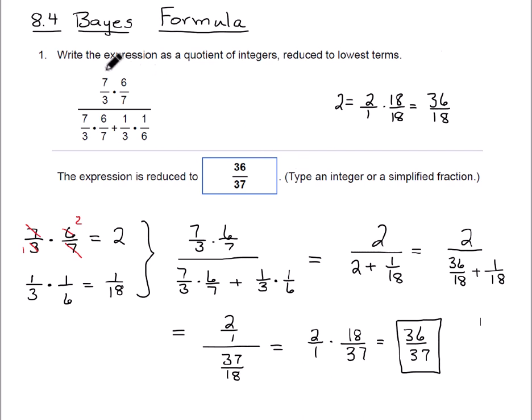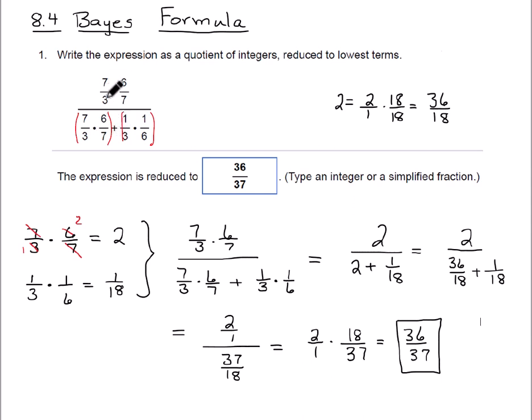simplify them. So in question 1 here, you see we've got this multiplication on the top. We've got this multiplication and addition on the bottom. So if you like, I can put some parentheses here. So we're going to multiply and then add together.